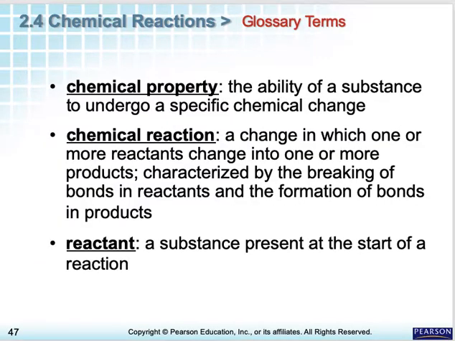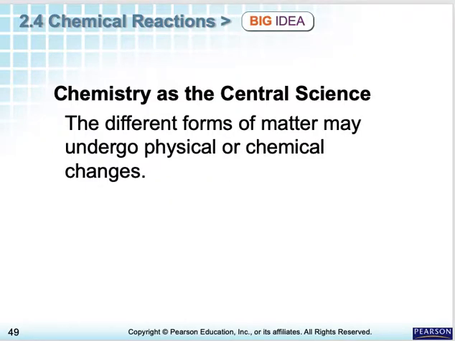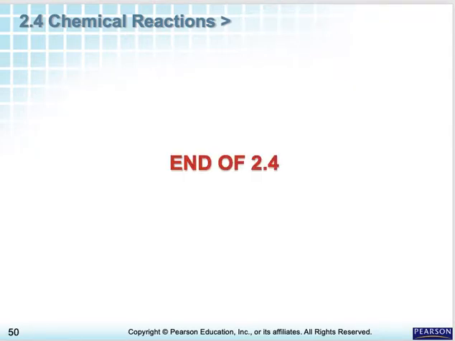So here we are at vocab words: chemical property, chemical reaction, reactant, product, precipitate. You're definitely going to need to know the law of conservation of mass. And chemistry as essential science, the different forms of matter can undergo physical or chemical changes. And that's the end of this chapter.